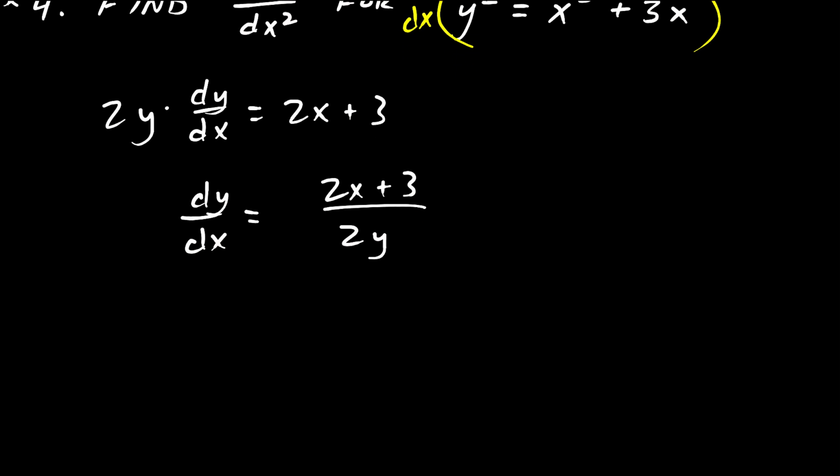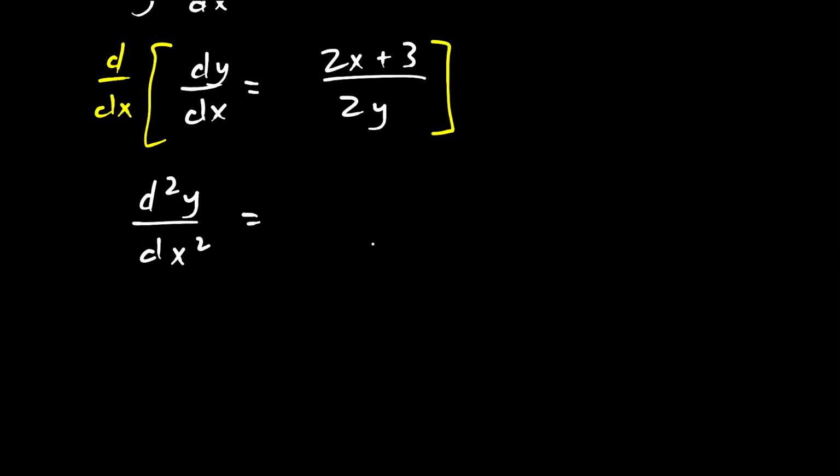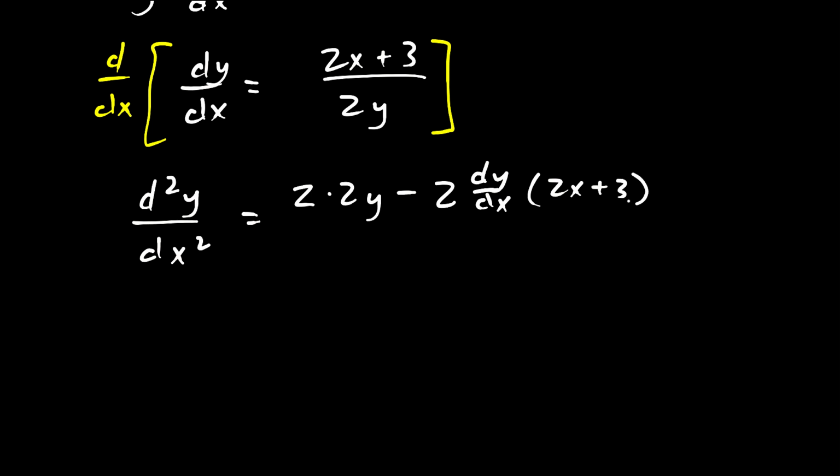But now what we need to do is take that derivative with respect to x one more time to get the second derivative. And in doing that, we'll have the second derivative of y with respect to x. And that equals, and we have to go ahead and use the quotient rule here. So for the quotient rule, we have the derivative of the top, 2, times the bottom, minus the derivative of the bottom, which will be 2 dy/dx, and we'll have to substitute for that in a moment, times the top, which is 2x plus 3, all over the bottom squared.